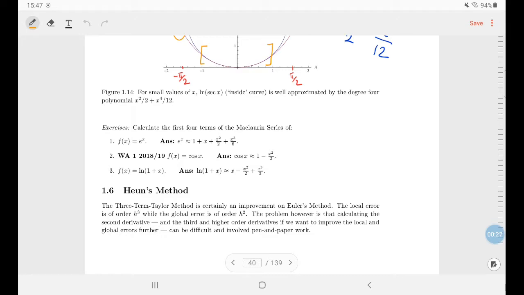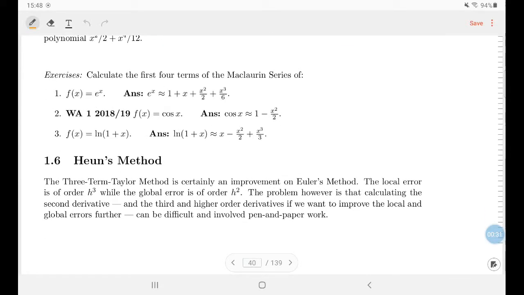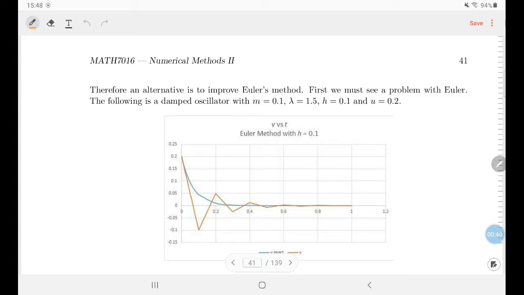So we wrote it down at the bottom. Three-term Taylor is certainly an improvement. The local error is smaller. Global error is smaller. The problem is, yeah. So we're going to look at something called Heun's method. The alternative is to improve Euler's method. So we've got to start seeing the problem with Euler's method.